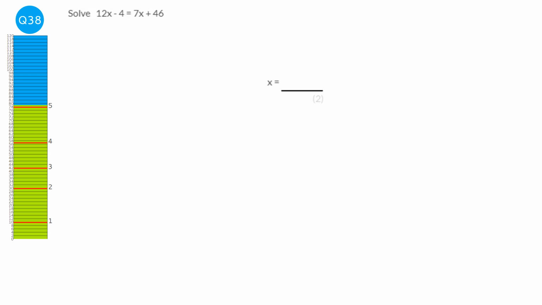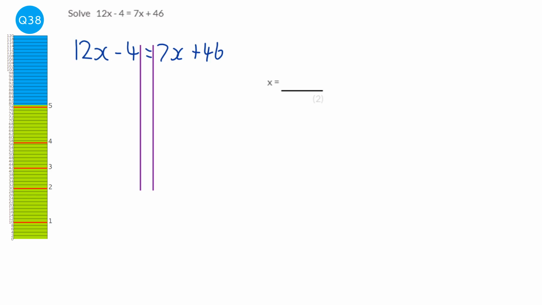So I'm going to write out the equation again just to give us a bit more space. And the rule we have here is if we have an x on both sides, which we do in here, we pick the smallest one to get rid of. So we've got a 12x and a 7x. And so the smaller x would be the 7x. So we're going to get rid of that first. So we've got our lines in, and we're going to take away 7x both sides.